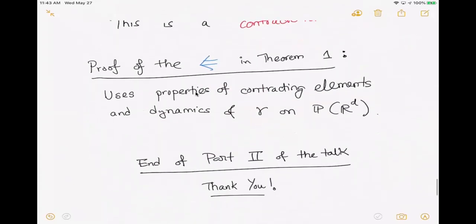The proof of the converse implication in theorem 1 uses properties of contracting elements and the dynamics of automorphism gamma on the projective space. Since I have not spent a lot of time talking about properties of contracting elements, I skip the proof of the converse direction. And this is the end of the second part of the talk.